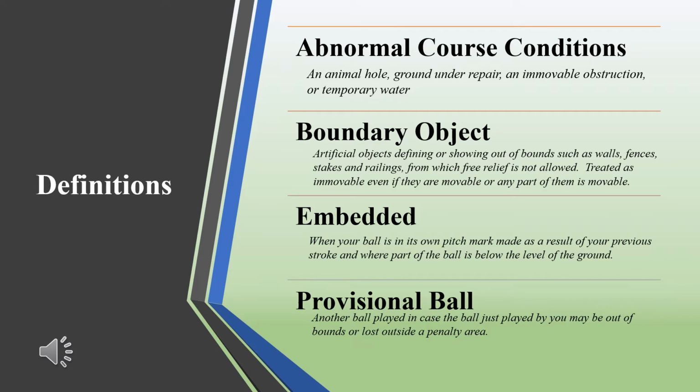Provisional balls. A provisional ball is a ball played in the case that a ball just played may be out of bounds or lost outside of a penalty area. It is important to note that you cannot lose a ball inside of a penalty area.